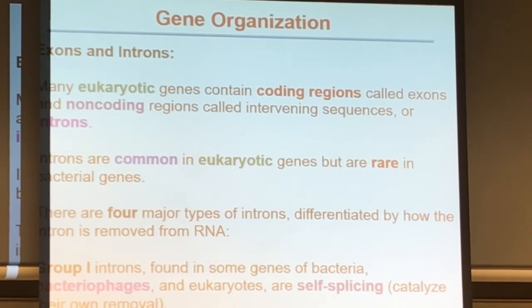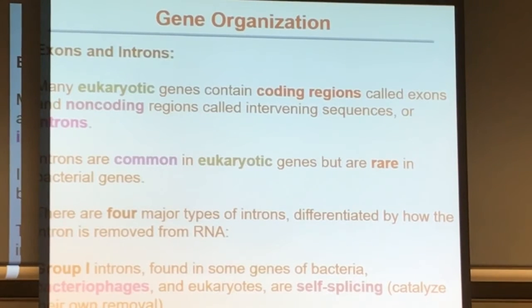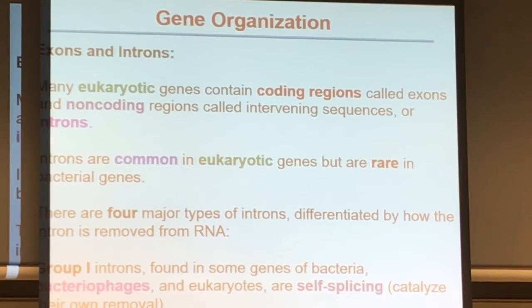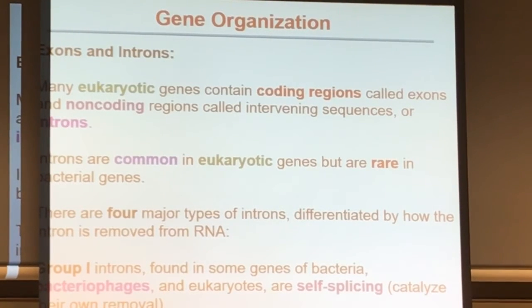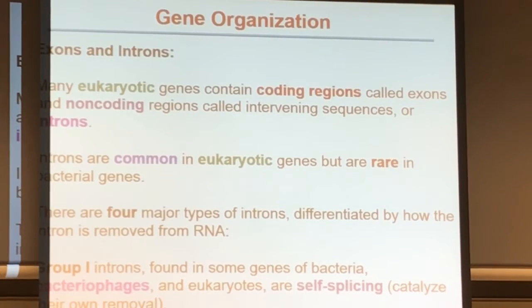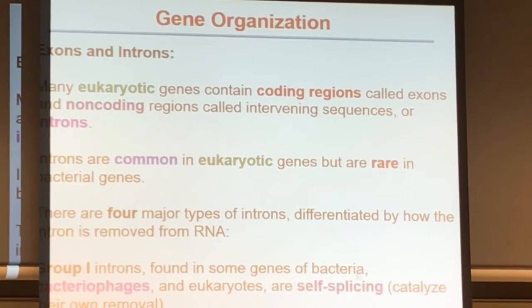So group 1 introns, these RNA regions have the capability to splice themselves out. They have self-spliceable capability. So if you take the RNA, these introns have the capability to cut themselves out of the RNA. That is group 1 introns. Group 1 introns, they can self-splice. Basically, they can cut themselves out.